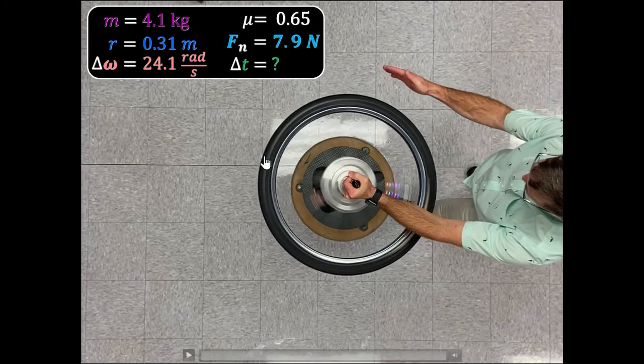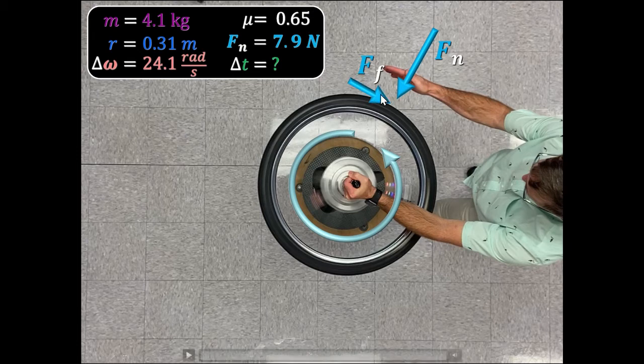All right, so here's an example. This wheel is going to be initially spinning at 24.1 radians per second. The wheel has a radius of 0.31 meters. It has a mass of 4.1 kilograms. And I'm going to push perpendicular to the surface here with a force, a normal force, of 4.9 newtons. When I do that, there's going to be some friction between my hand and the rim. And we can calculate how much friction there is by knowing the coefficient of friction. I want to find out how much time is it going to take this wheel to come to a stop, to change from that to zero.